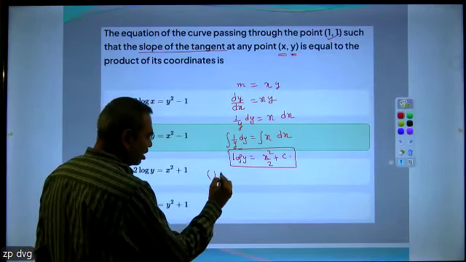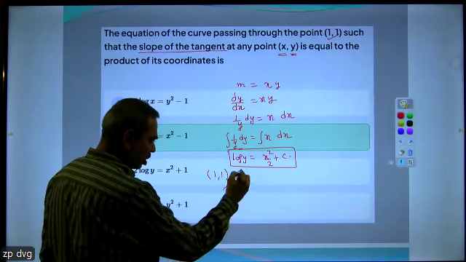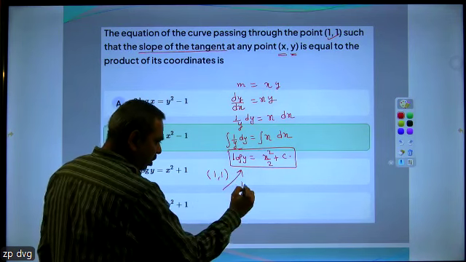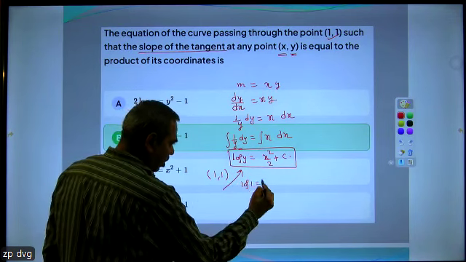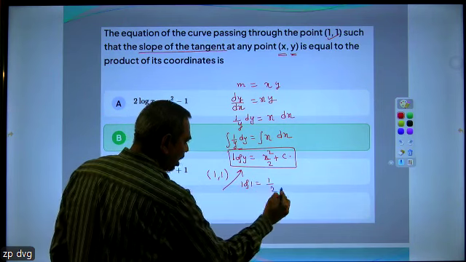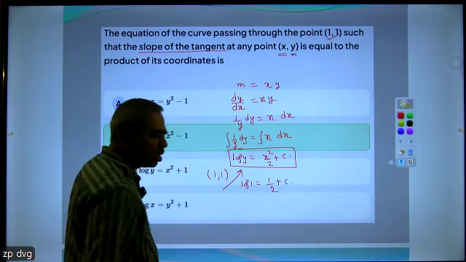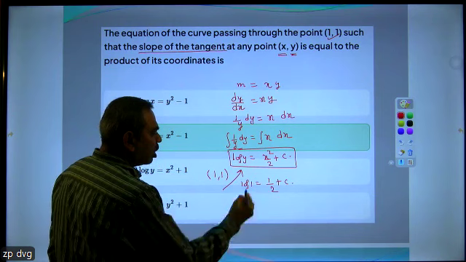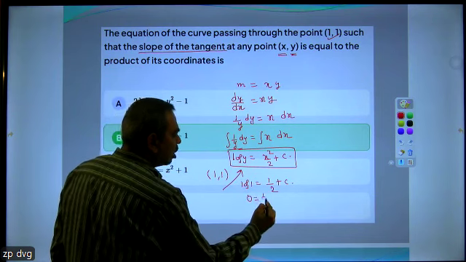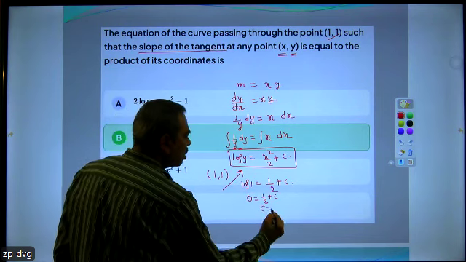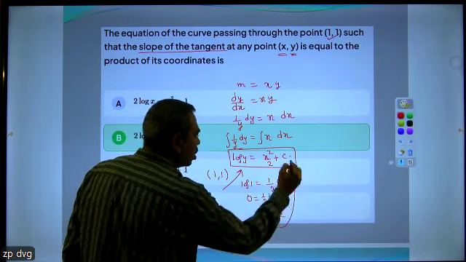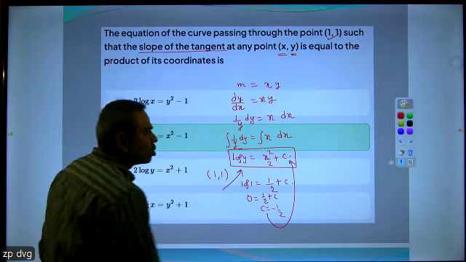So wherever x and y are there, you write 1 and 1. You substitute this here. So in place of y, if I write 1, we get log 1 is equal to, in place of x, 1 by 2 plus some constant. Is it clear? So what is the log 1 value? 0. 0 is nothing but 1 by 2 plus c. So from this, what is the c value? Minus 1 by 2. Substitute c equal to minus 1 by 2 here. So how much do we get?